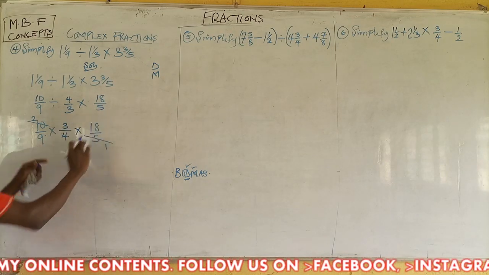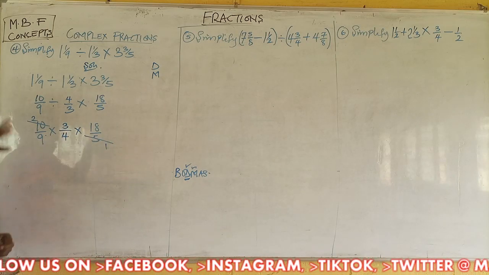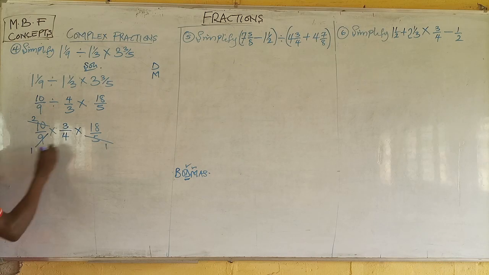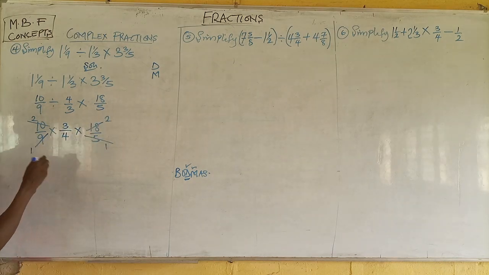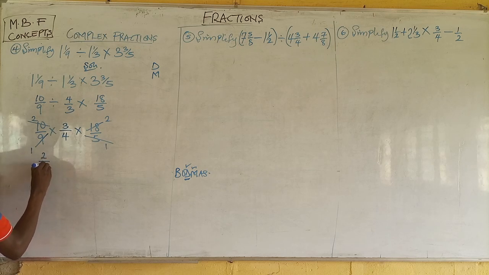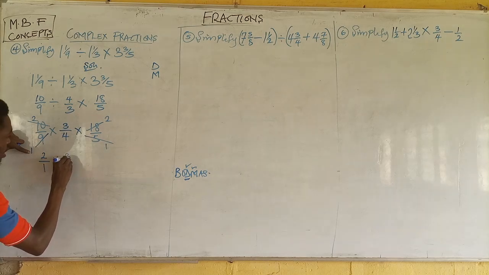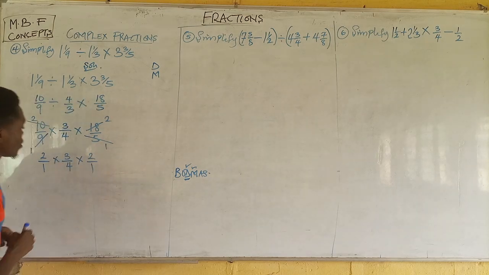But 9 and 18 also have a common factor. So I will decide to go for 9 and 18 so that I can have the least value. I can also say, okay, 9 into itself is 1, 9 into 18 is 2. Guys, what is left here? We are having 2 over 1, times 3 over 4, times 2 over 1.